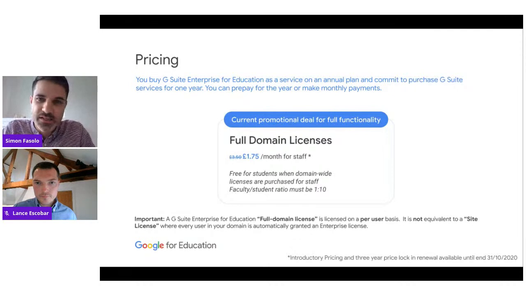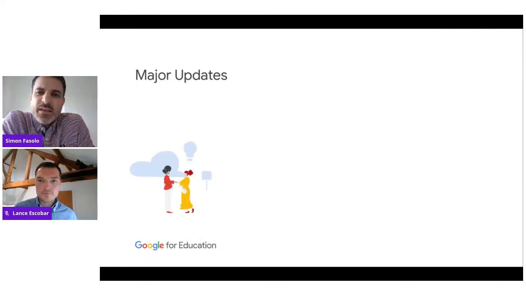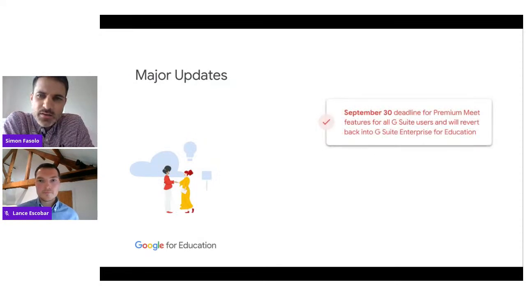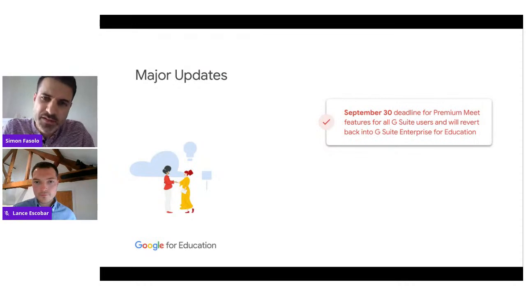Just these major updates. We're familiar that the September 30 deadline has come and gone for premium meet features. Yeah, we know that, but there is still this opportunity to get a hold of some of those upgrade features, and of course, the full value of G Suite Enterprise for Education for 50% discount over 3 years as well. Just one last thing on the 3-year price lock.